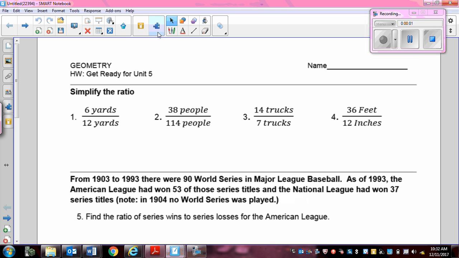Good morning, majors. So this is just going over a review to help you get ready for chapter 5. These are things that you should know from algebra before. First of all, we're going to simplify a ratio.